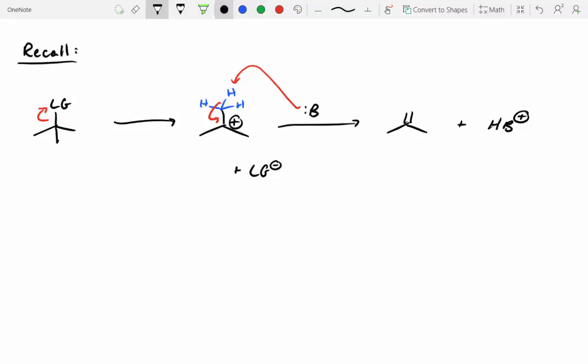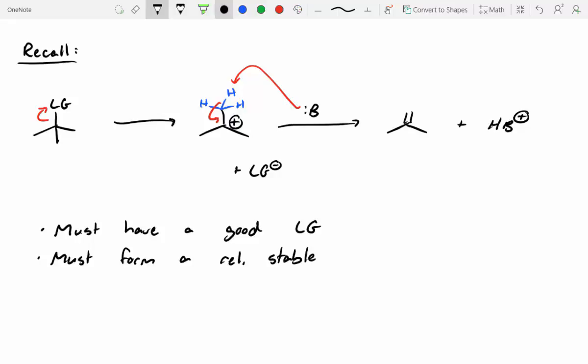It's a really straightforward reaction, and it follows a lot of the same rules as SN1 reactions. You have to be able to form a really stable carbocation. So let's make some notes. You must have a good leaving group, and you must form a relatively stable carbocation, or rearrange into one.